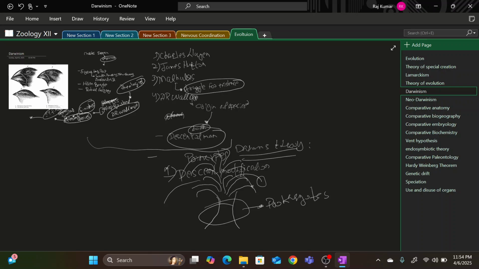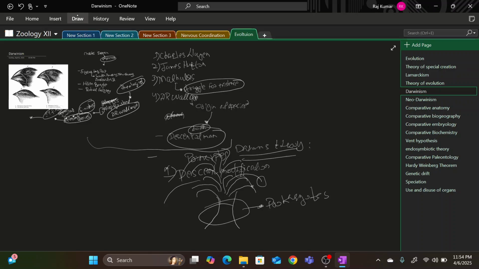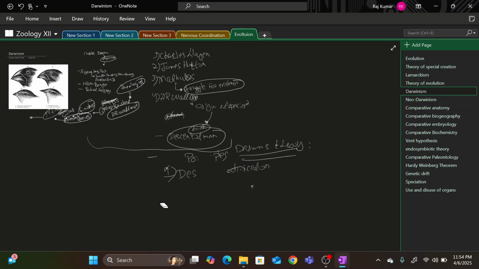So this is just a generalization provided by Darwin. And this is descent with modification, that one organism evolved from another, from simple to complex form. And the second principle was survival of the fittest, or natural selection.